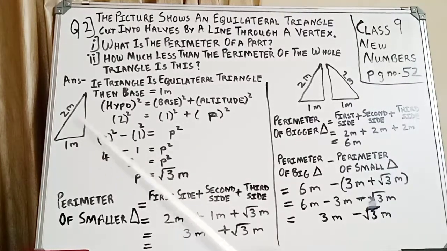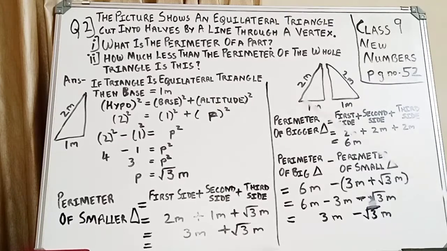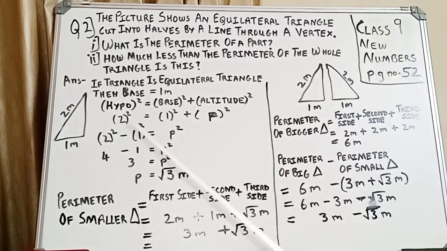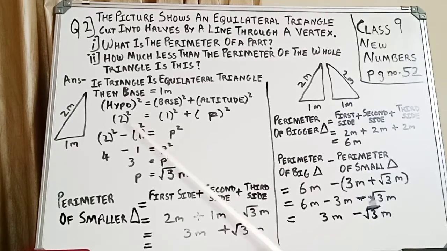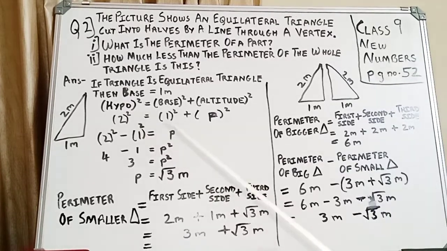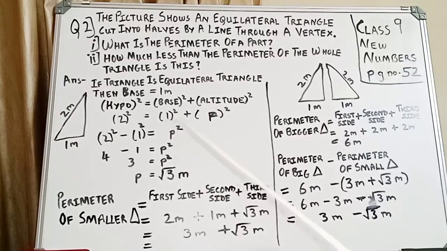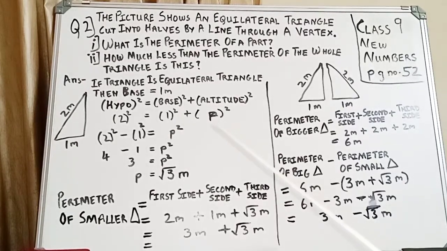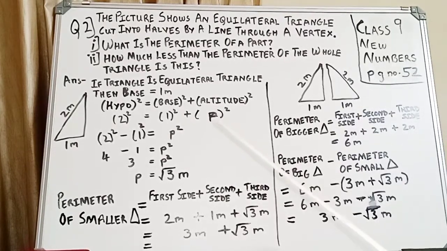Hypotenuse, you are already aware, it is given in the question that it is 2 meter. So by using the Pythagoras theorem, we know that hypotenuse square is equal to base square plus altitude square. So hypotenuse square is 2 square. Since we are not using the unit meter square, that confusion is not there. Base is 1 meter, and since we don't know the altitude, we have marked it as a small p. You can take A, B, C, D, whichever alphabet you want. I have taken small p.